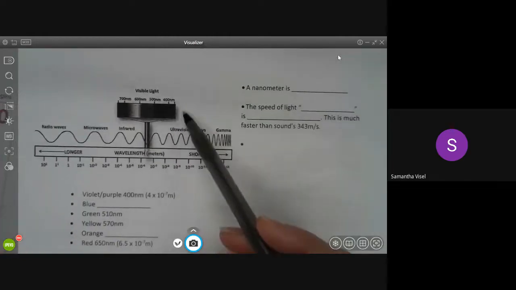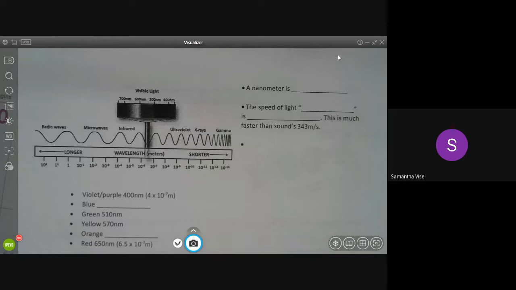All right, so that visible light portion of the spectrum, we're going to focus a little bit more here on this particular sheet.